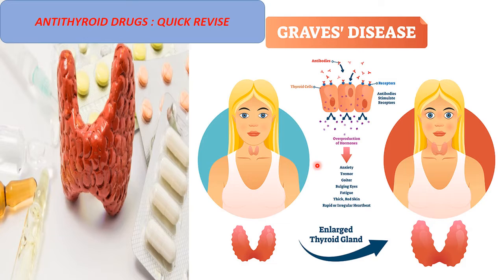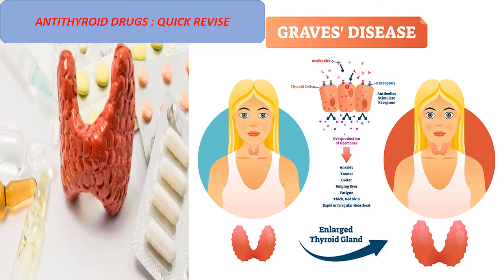A quick revision. Antithyroid drugs are basically used in hyperthyroidism, like Graves' disease, which is an immune disorder in which antibodies are produced against the TSH receptors. So these antibodies stimulate the thyroid gland to produce T3, T4 and the thyroid gland becomes enlarged.